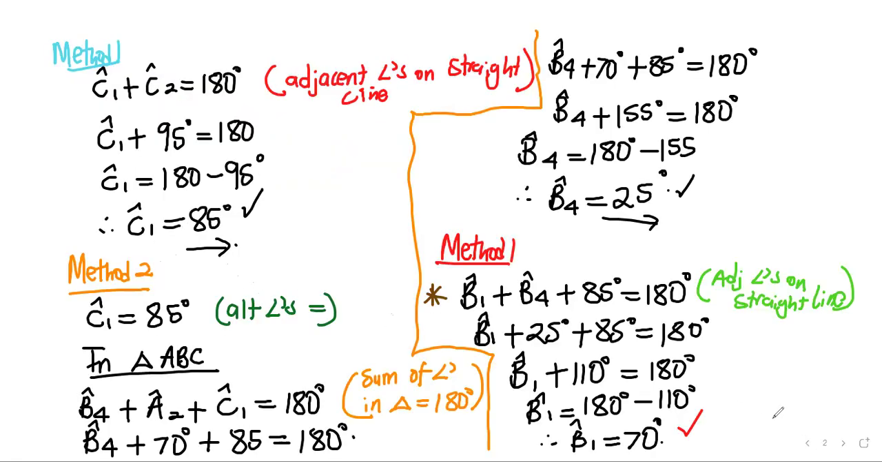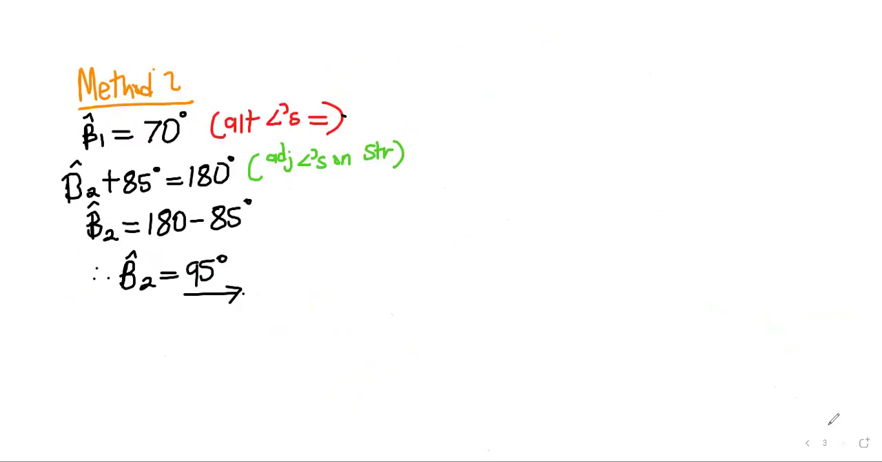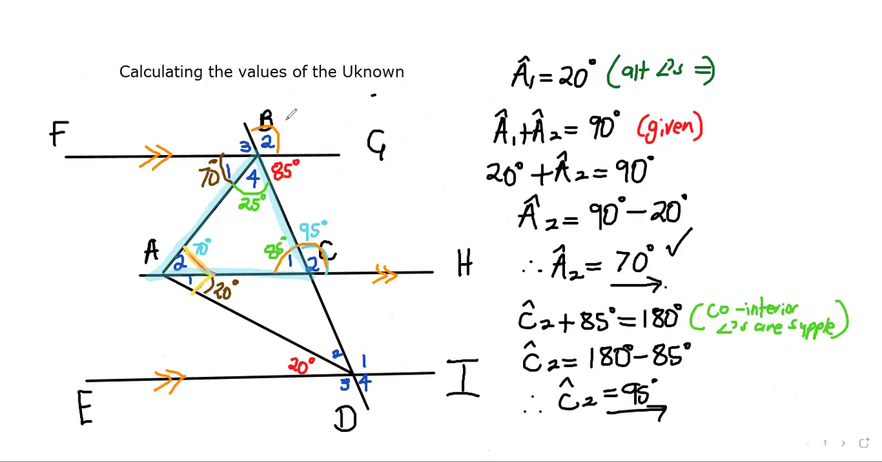So after getting B2, you can go on the diagram and write it. The size of angle B2, what did we get? We got 95. So you're going to write 95. Do you see? And then after that, you can consider getting B3.